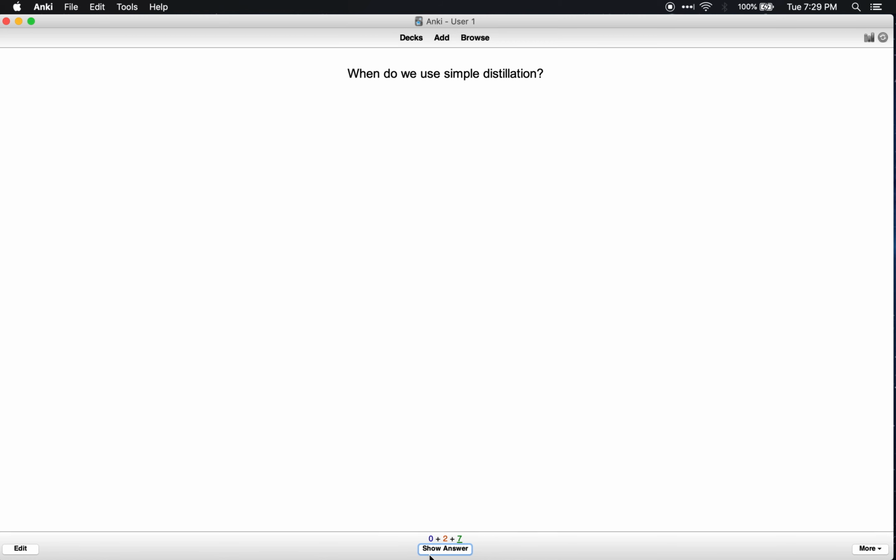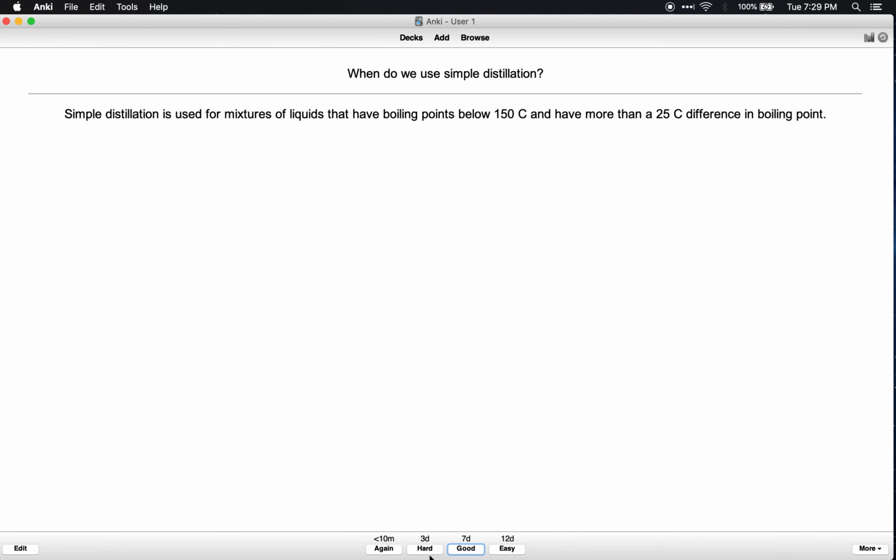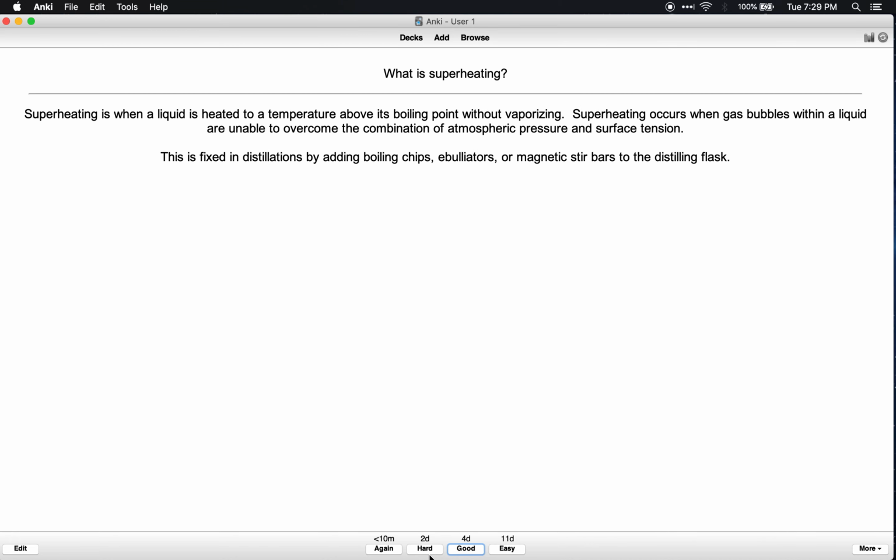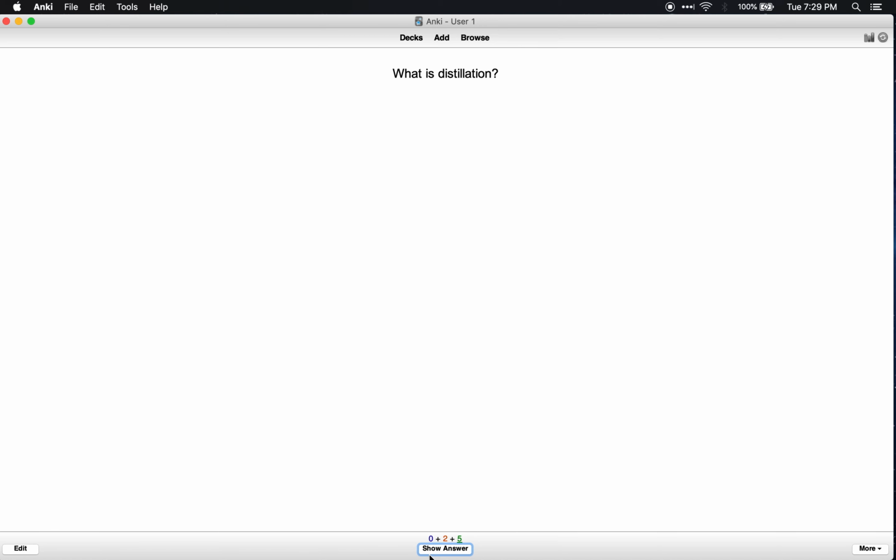Above 25 degrees Celsius different boiling points, below 150 degrees Celsius. Superheating is where you have a liquid and you heat it past its boiling point, but it's not bubbling. This is because the gas molecules can't overcome the atmospheric pressure, so what you can do is add boiling chips to help get it to boil. Distillation, separating two goods based on their boiling point into a distillate.